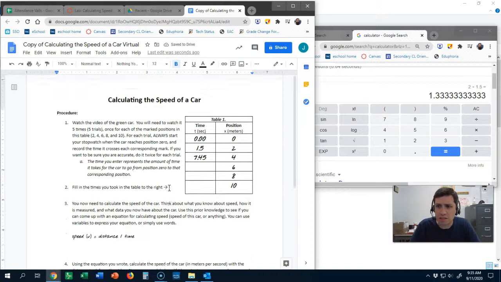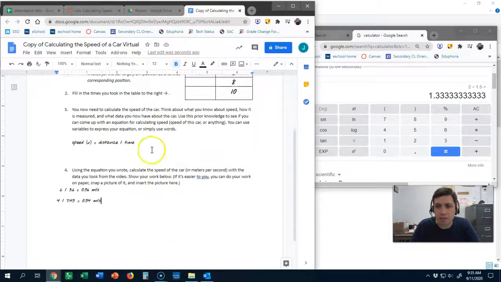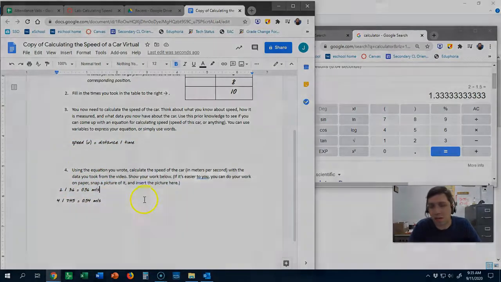All right, so that's just a discussion of this speed lab. Understanding this equation and being able to calculate speed given distance and time was the main point of this lab.